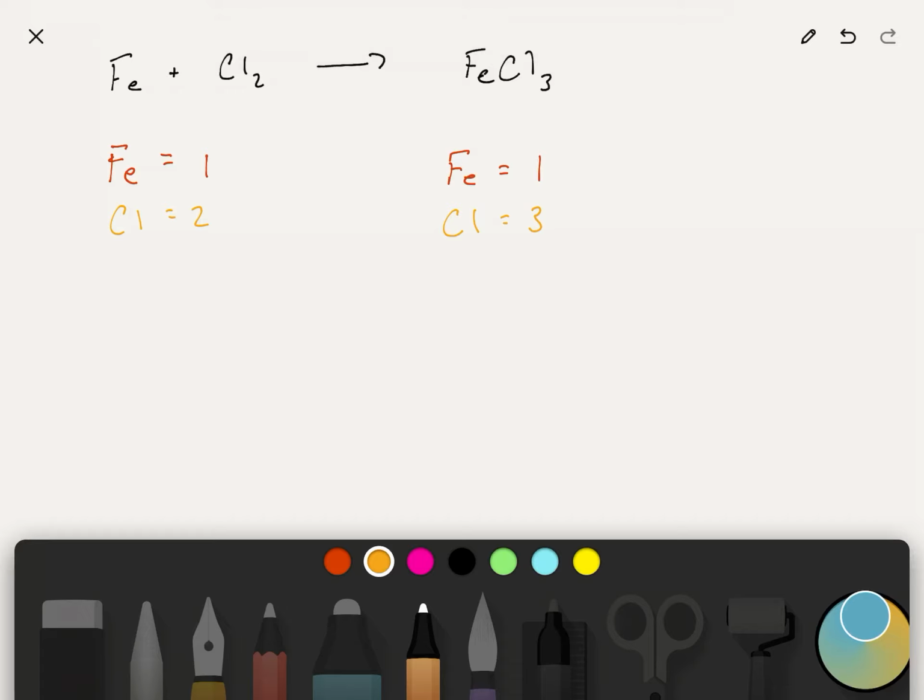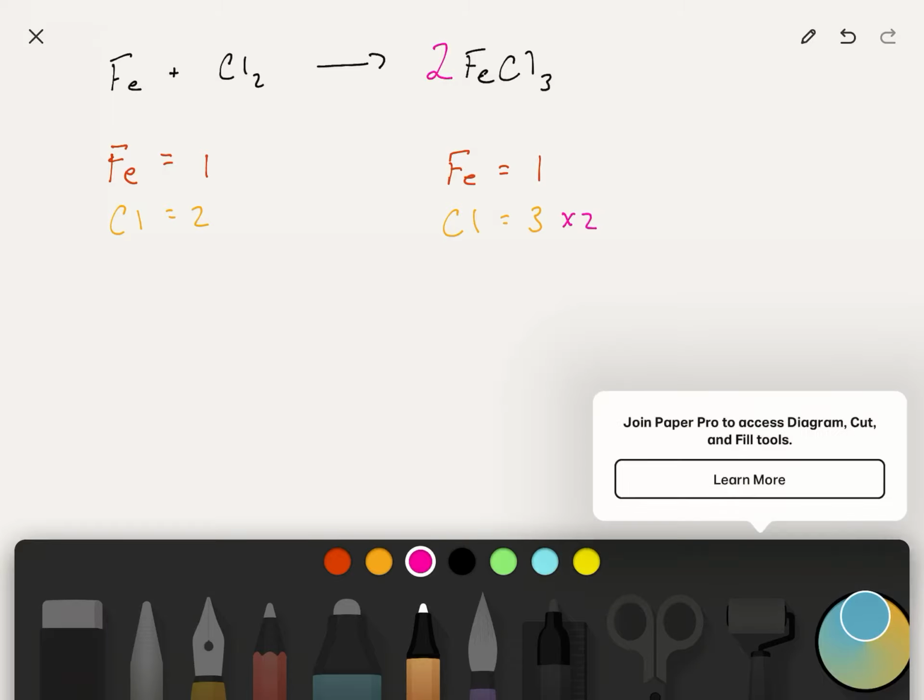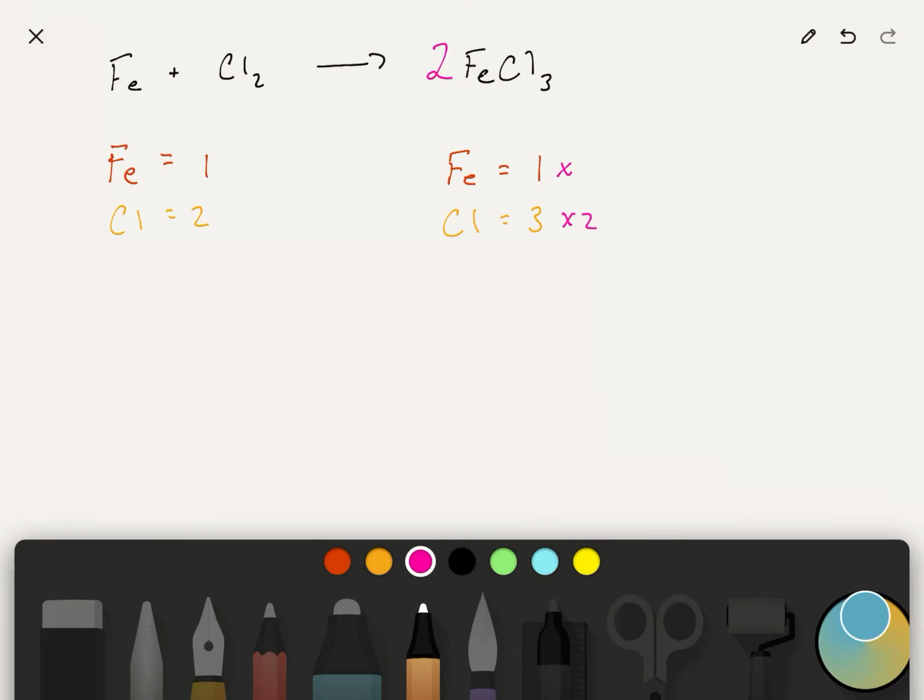chlorine. On the left hand side, I have 2 in a diatomic molecule. On the right hand side, I've got 3. The first thing I recognize that I have to do is make the right hand side an even number, because I can't turn 2 into an odd number. The easiest way to do that is I'm going to multiply my chlorine by 2. So I'm going to put a 2 coefficient here. And that's also going to change my iron by 2.